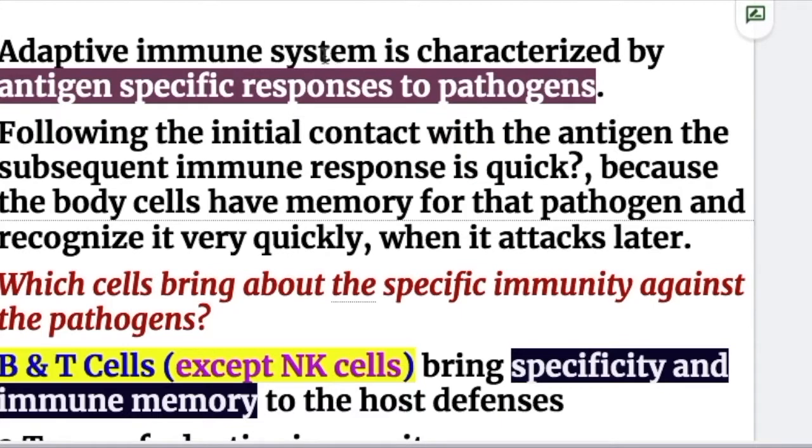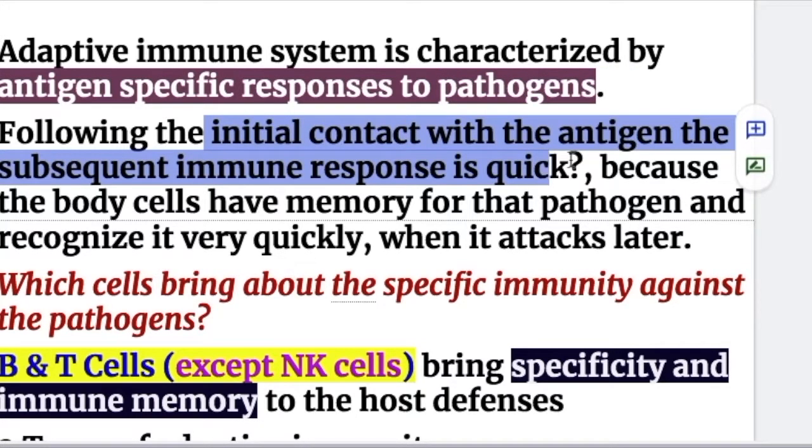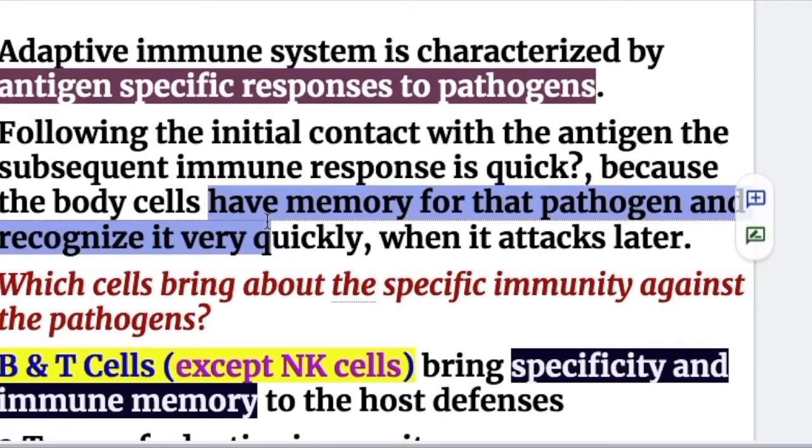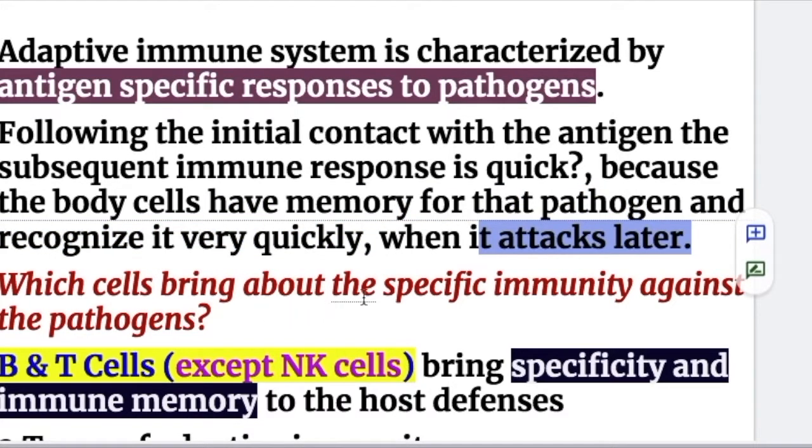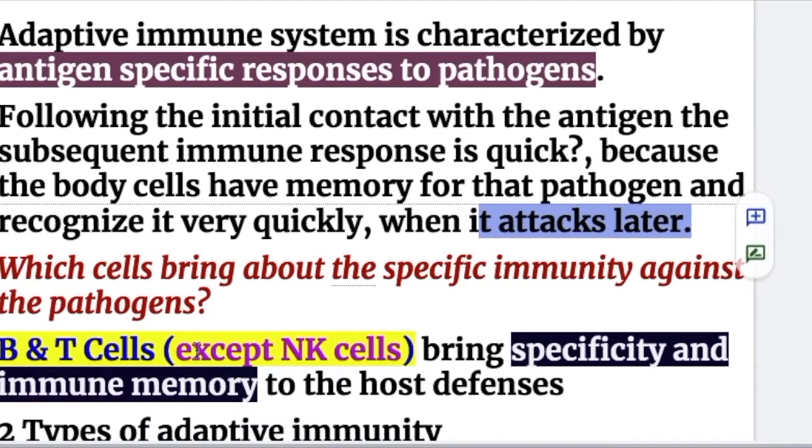The adaptive immune system is characterized by an antigen-specific response to pathogen. Following the initial contact with the pathogen, the subsequent immune response is quick. Why? Because the body's defense cells have memory for that pathogen and recognize it very quickly when it attacks later. So which cells bring about the specific immunity against the pathogen? B and T cells, except the NK cells, bring specificity and immune memory to the host defense.